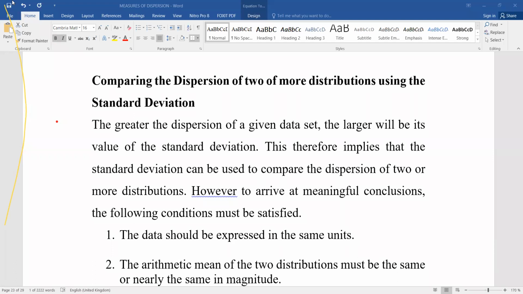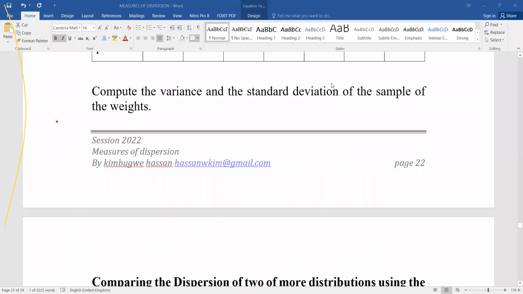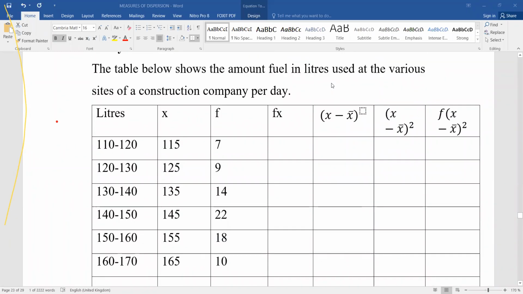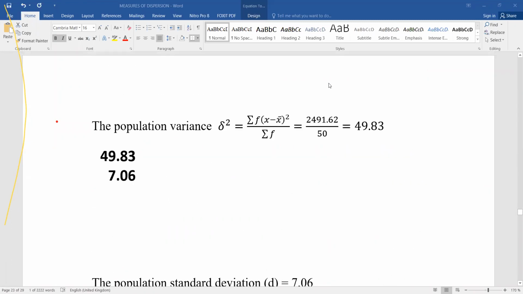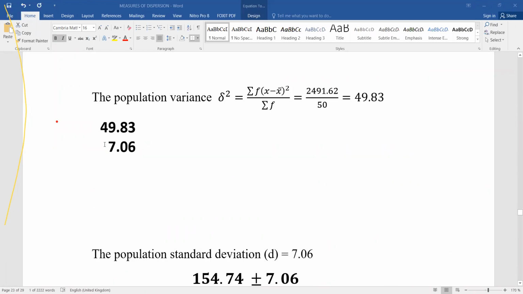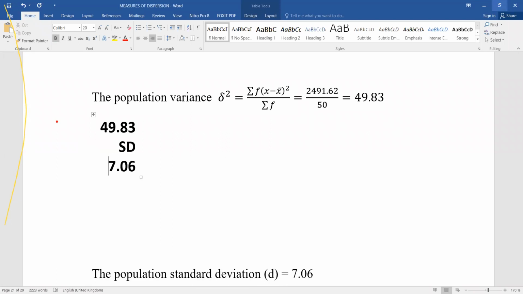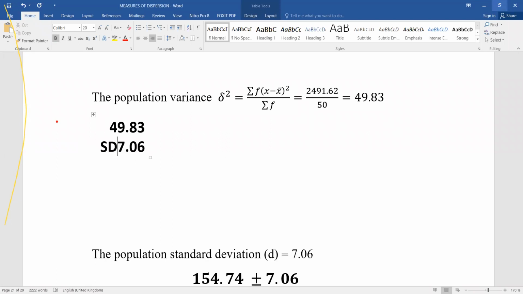The greater the dispersion of a given data, the larger will be its value of the standard deviation. 7.06 is the standard deviation. This here is the SD, standard deviation.